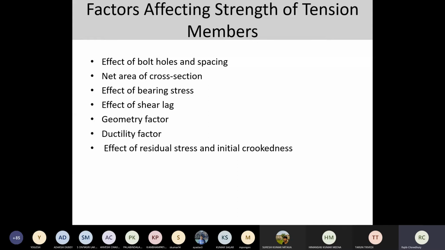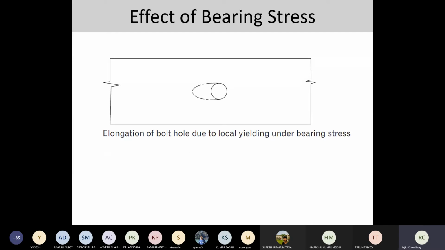Then the bearing stress. What is meant by the bearing stress? Bearing stress means two plates are connected together and one bolt is placed, in a schematic. Now this plate is applied a certain force T and this plate is applied a certain T. Out of these two plates being connected together, one plate's material property is somewhat weaker compared to the other plate. Both are steel plates, but one has lesser yield strength and the other has higher yield strength. So what would happen?